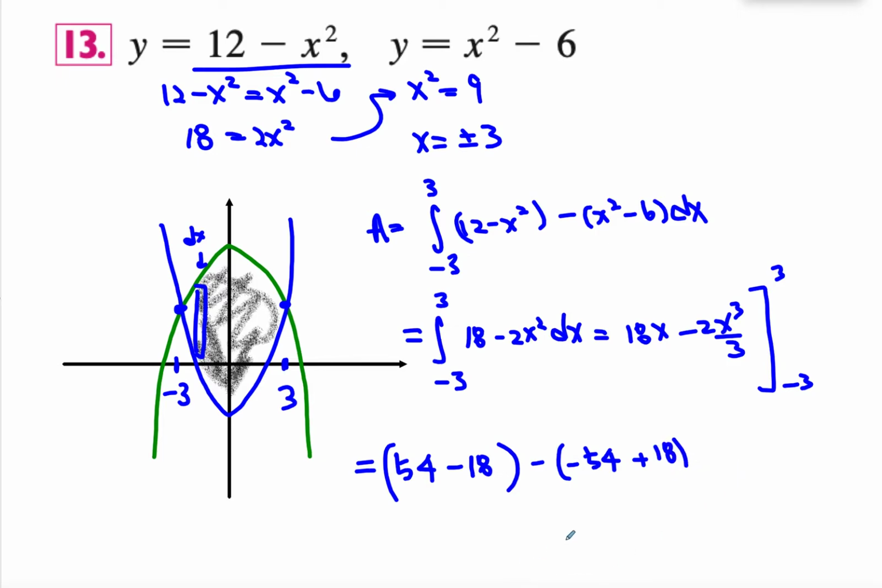Now, you can easily see that from the first expression we end up getting 36. The second one is -36, which adds up to 72. So 72 becomes our answer for the area. All right, let's move on to the next question.